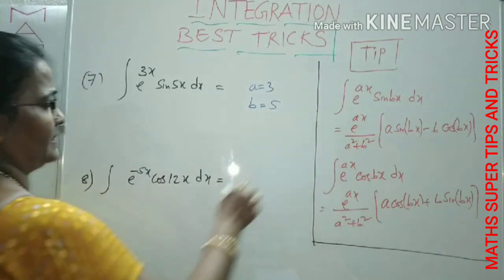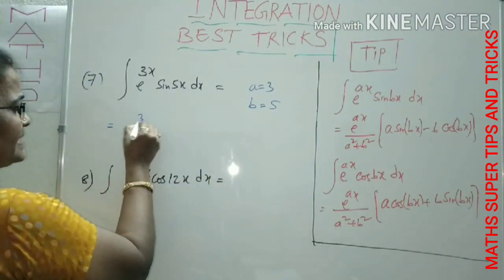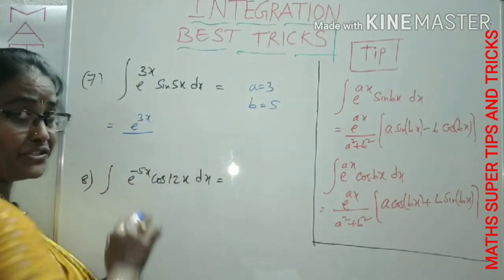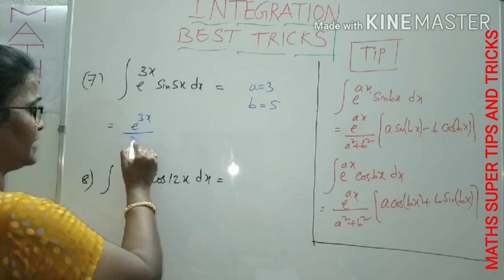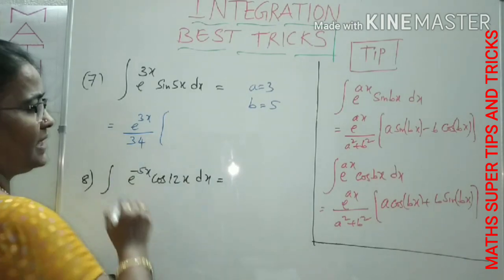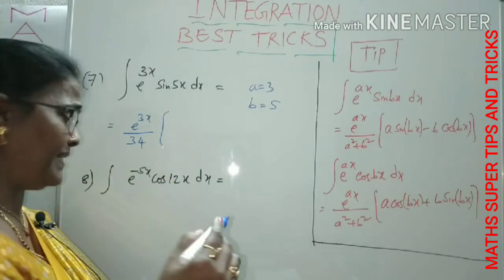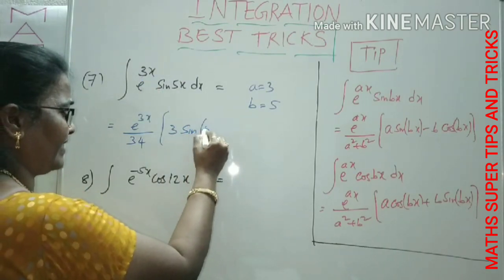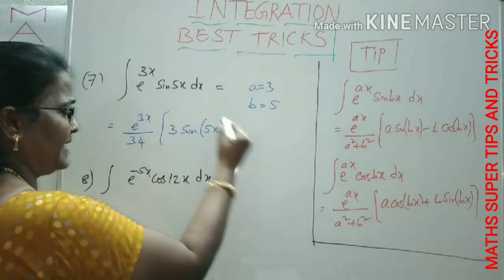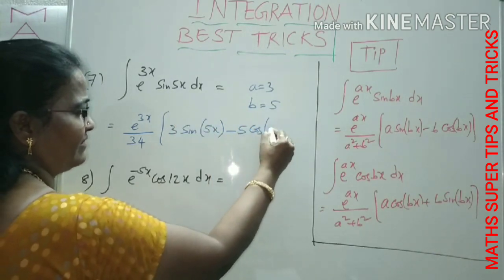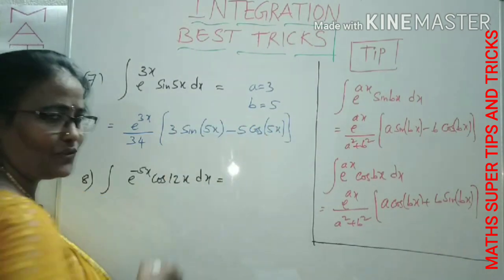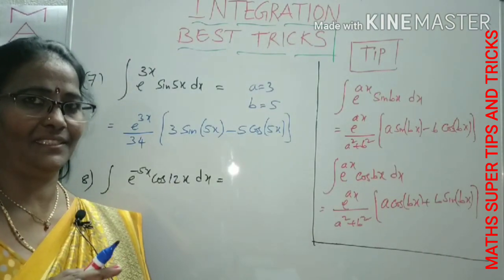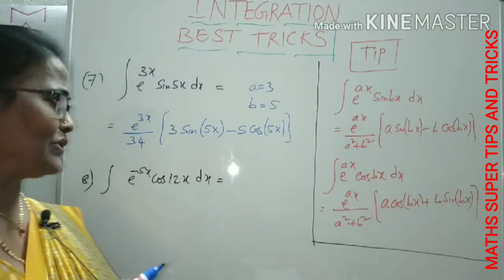According to this formula, e^x means e^3x/(a² + b²), 3 squared is 9 plus 5 squared is 25. 9 plus 25 is 34, right? Then a sin minus b cos: a is 3 times sin 5x, minus b, which is 5, times cos 5x. That's it. Only a fraction of seconds, you can get it. But you have to know that tip first of all. Is it clear? Now, look at the next question.